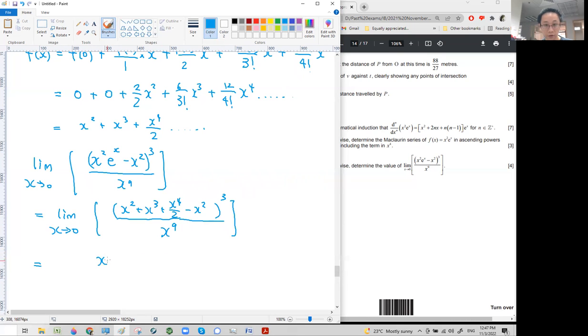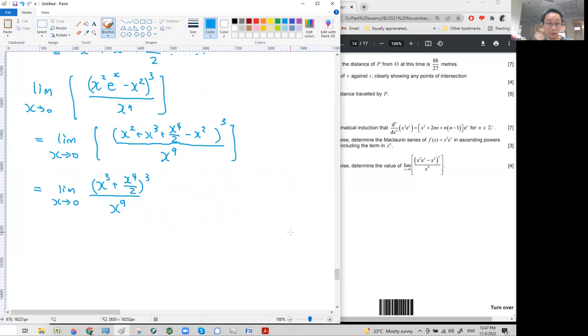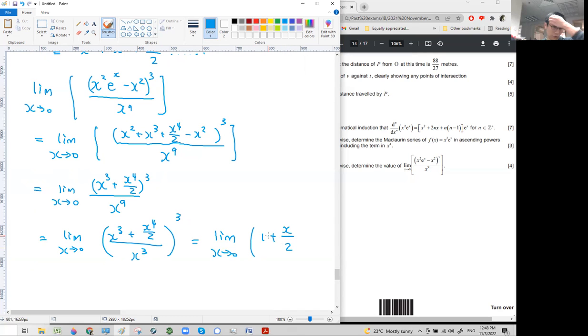So now the top just becomes x cubed plus x to the 4 over 2, all cubed over x to the 9. And I think this should just be a matter of taking the ratio of the leading coefficients. If you're not sure, then what you can do is just to do this perhaps, and then split the content: 1 plus x over 2, because x to the 4 divided by x cubed is just x over 2. And this is clearly 1 plus 0 over 2, cubed, and that's just equal to 1.